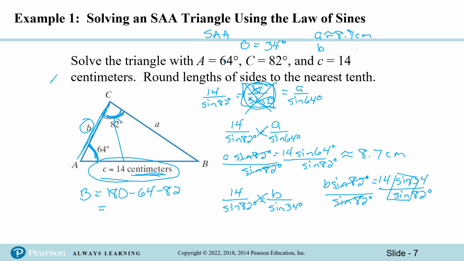We have 14 times 34 over 82. That's not how it works. Because sine is a function, you can't do that, right? So don't do that. And we end up, after we plug this into our calculator, with approximately 7.9 centimeters. All right, so there we go. We've got our missing angle, and we have our two missing sides, rounded to the nearest tenth.